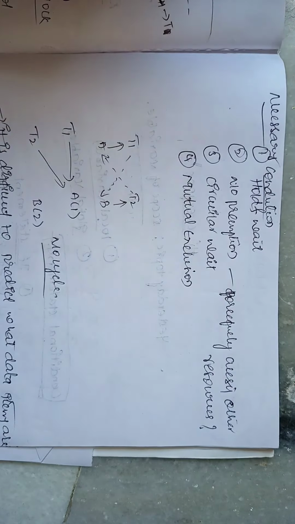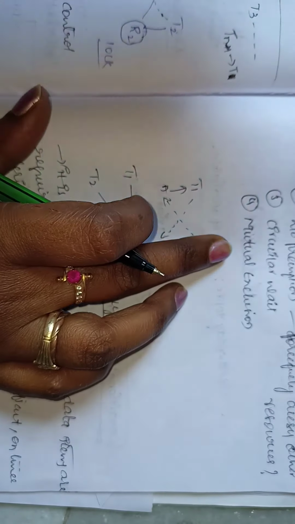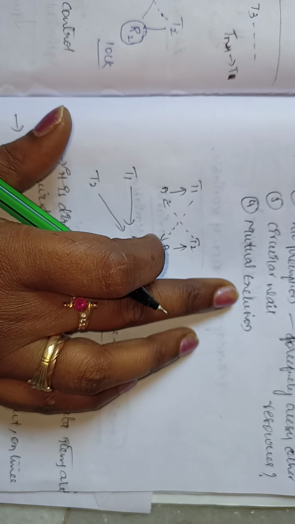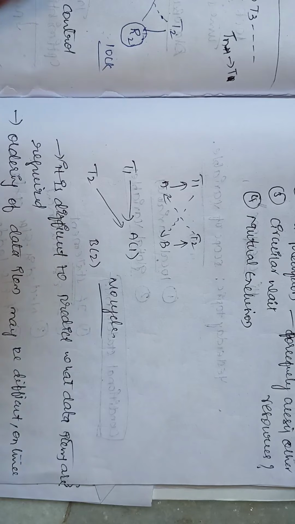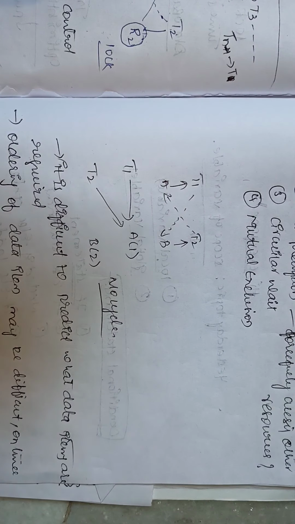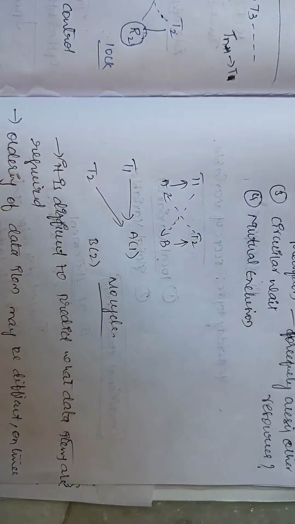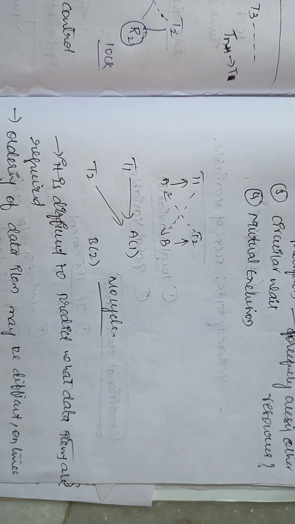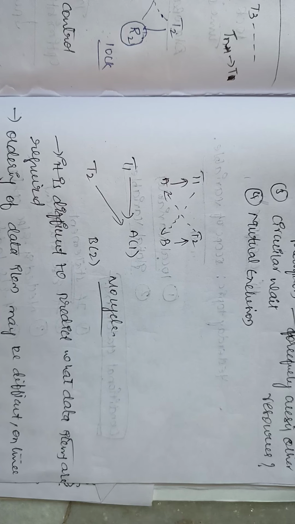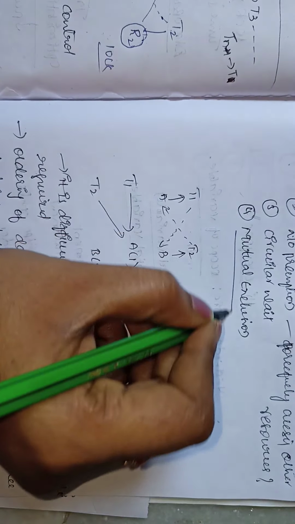This is a simple topic. Let me tell you about mutual exclusion. Mutual exclusion tells how many resources a transaction is holding, whether a transaction is holding only a single resource or multiple resources. If a transaction holds a single resource, there is no problem, but if it holds multiple resources, it can lead to deadlock. That is what mutual exclusion tells us.